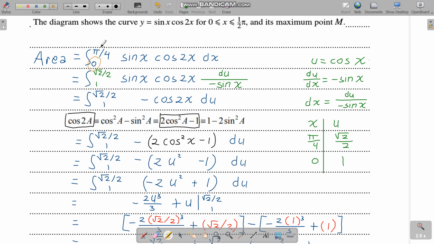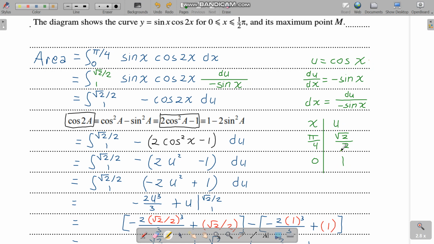Okay, so make sure you know why here, and then we also have to change the terminals. So 0 and pi over 4 are the values of x. We need to use u here. So if the x is pi over 4, the u is cos pi over 4, which is root 2 over 2. And if the x is 0, the u is cos 0, which is 1. So that's why we change the limits of integration as well.